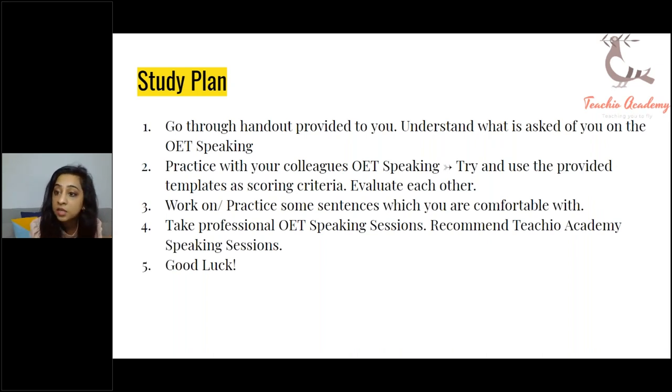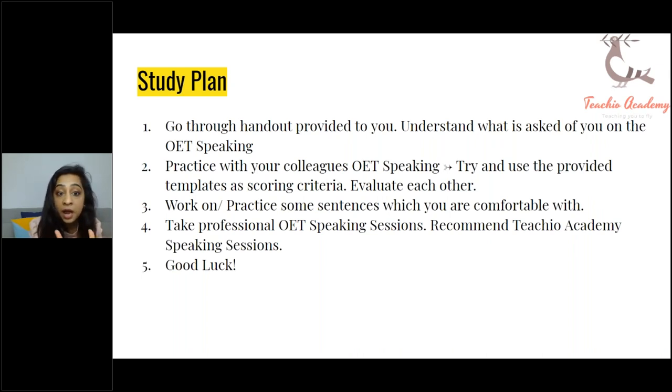Go through whichever sentences I've told you. We'll be uploading a YouTube video of the same lecture. So try and use the sentences that I've given you as a crux to make your own sentences, which you then use in your OET speaking and try to increase your score. I've also given you a sample checking for the OET speaking, and try and use that and see if you're making the same mistakes on your OET exam as well.